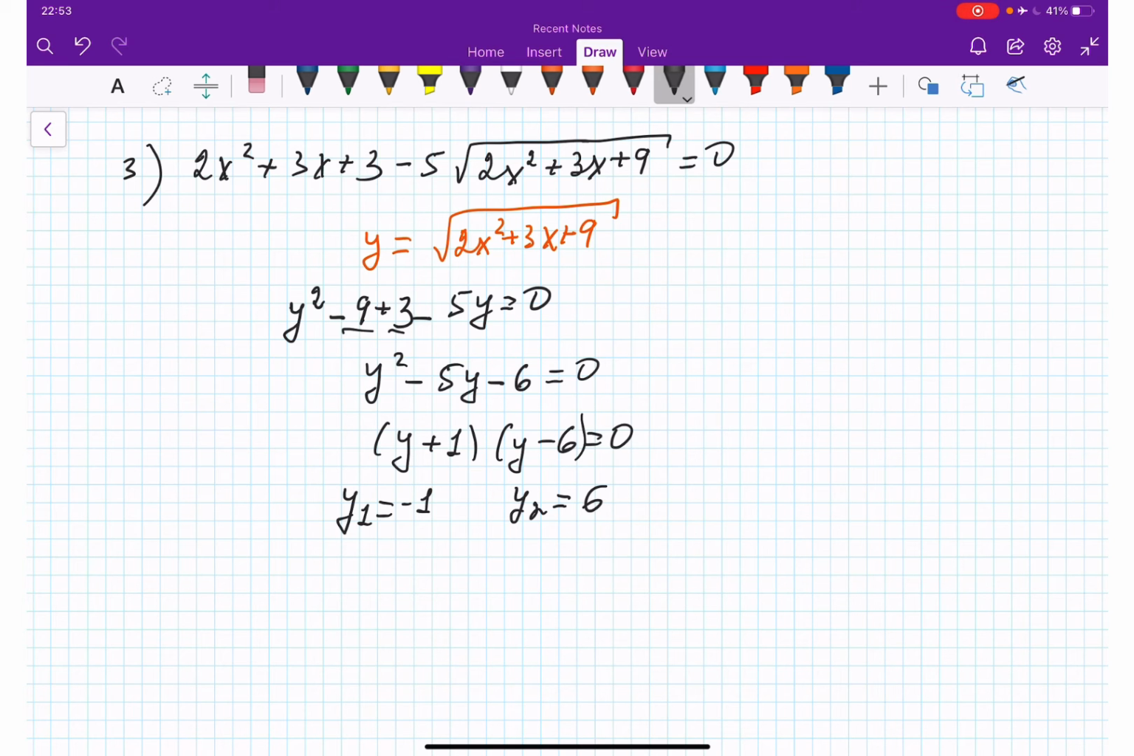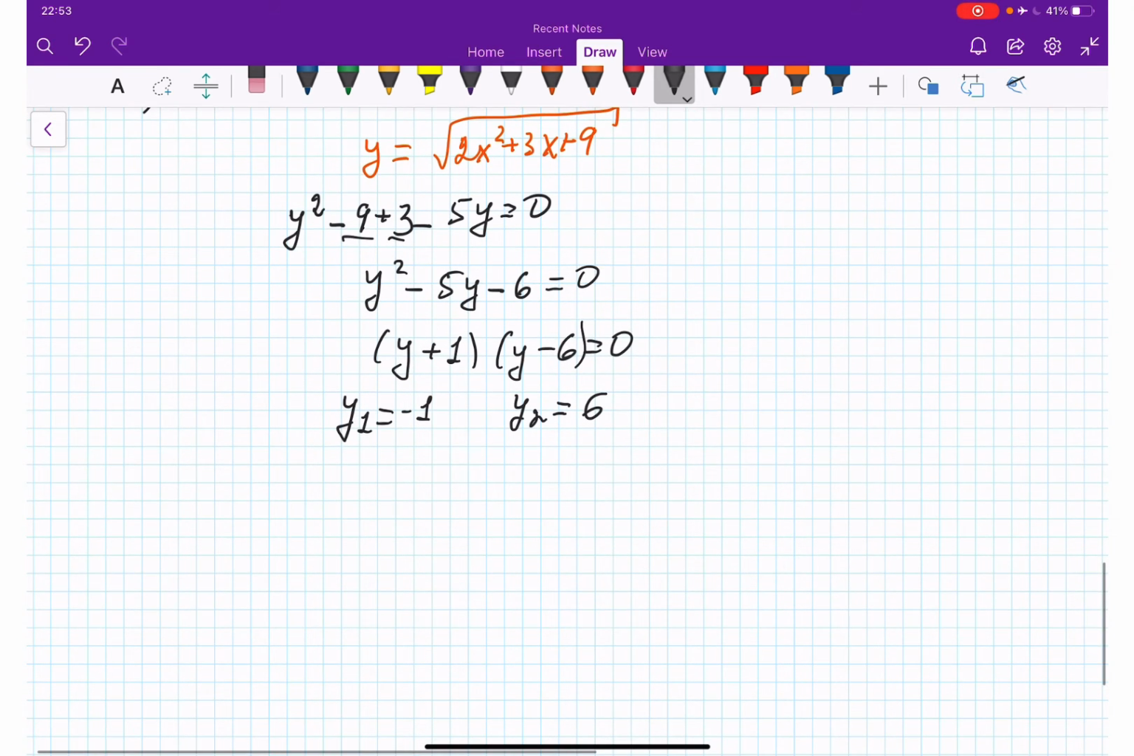Okay? All right, so which means, in this case, if I reverse the substitution, I will get 2x squared plus 3x plus 9 under square root is equal negative 1, which cannot happen because an expression under square root cannot be equal to a negative number, right? Let me put it this way.